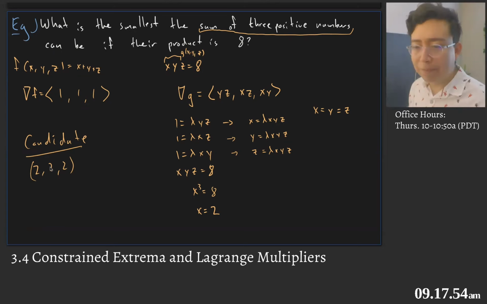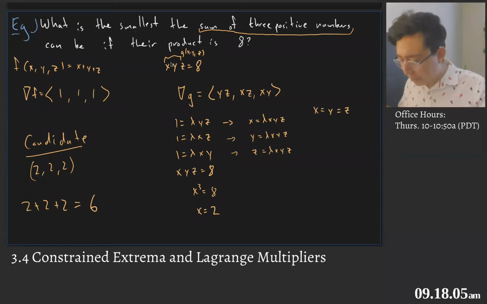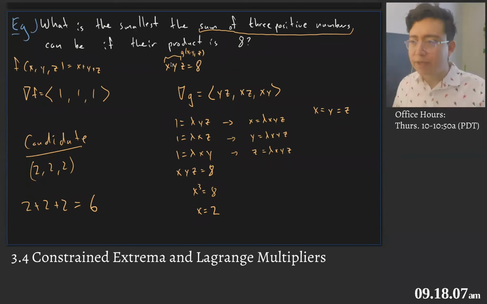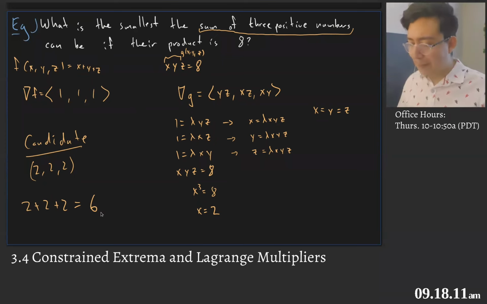Well, these are the 3 positive numbers that give me the smallest sum. So the sum itself is 2 plus 2 plus 2. So we get 6 here. So if you have 3 numbers and their product is 8, the smallest their sum can possibly be is 6. Okay. Cool. Any questions on that?